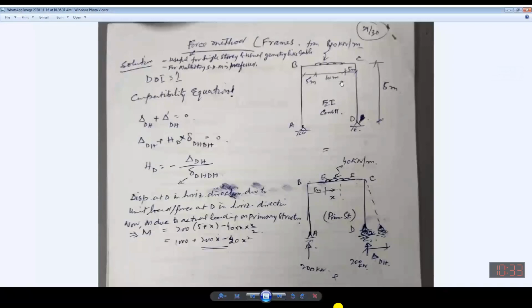Now in this case, is it visible? Yes, sir. Okay. Now in this case, this is 40 kilonewton per meter. This is 5 meter, and the horizontal segment is 5, 10, and 5. This 40 kilonewton per meter is spanning for 10 meters. EI is constant. A, B, C, D, and the intermediate points have been labeled as E, F.